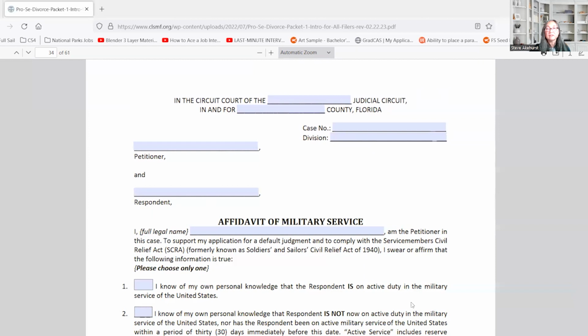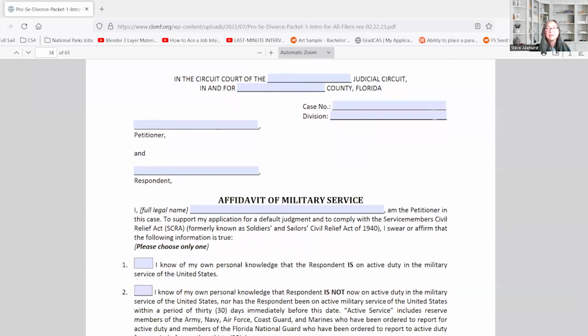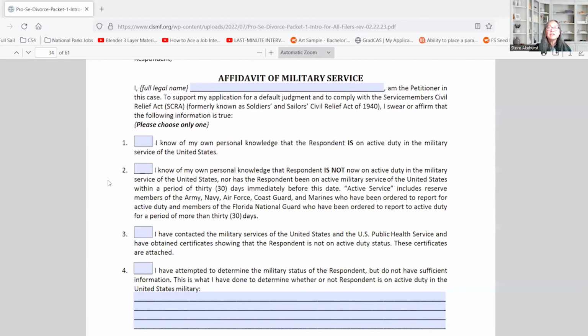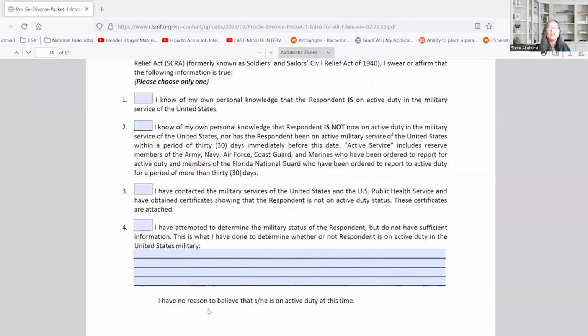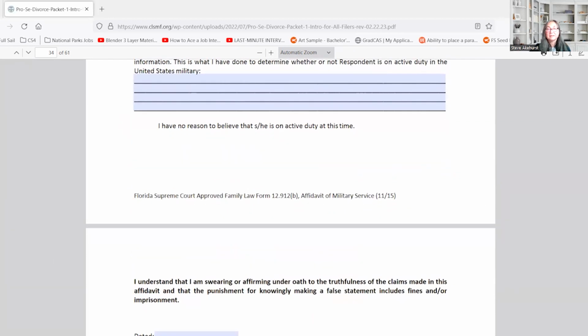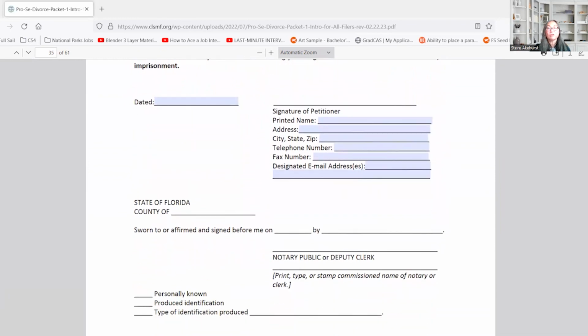And you'll fill out the top the same. And you, as the person filing it, you're going to write your name. If they're in the military and you know for sure, you're going to check 1. If they're not, you're going to check 2. And if they might be in the military and you tried to find out and you don't know, then you're going to write why you don't know and what happened. And this one has to be notarized.